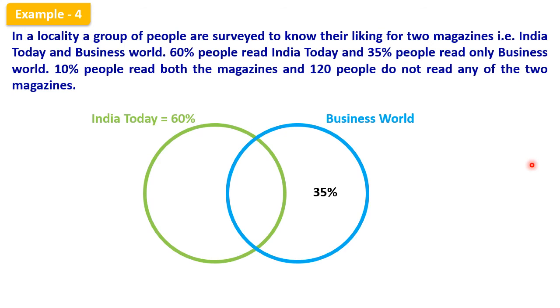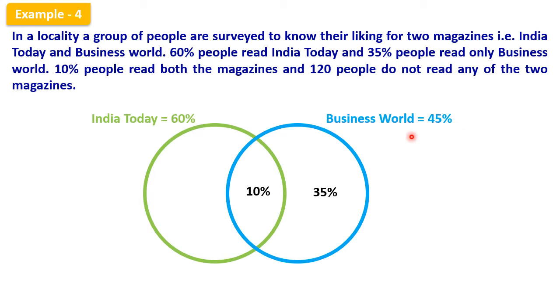10% read both the magazines. So 10% of the population will be in the intersecting region. So I will fill this region with 10% of the population. Okay. And 120 people do not read any of the magazines. It is further said. Okay.